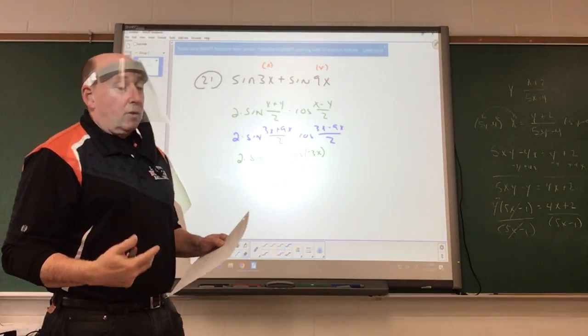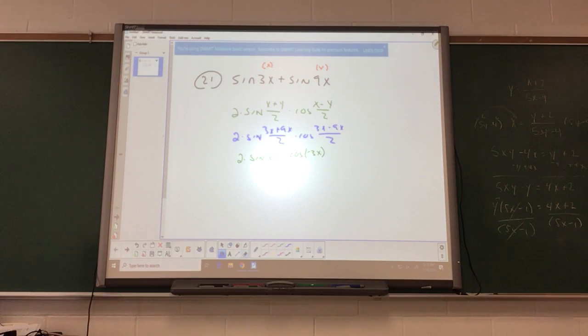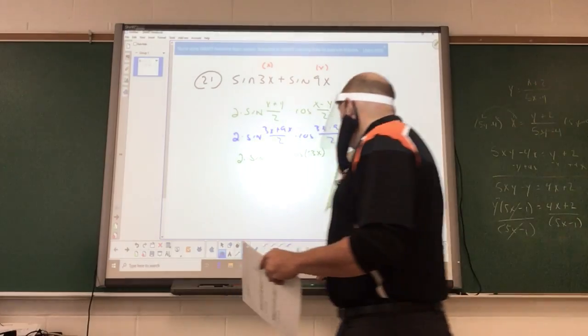Okay, now that gives us our simplification, but then we have to make sure they're positive angles or positive expressions. Well, we have the cosine of negative 3x. When we have the cosine, what can we do with the negative sign? Remember? What did we do with our negative sign? With the cosine, you just get rid of it. You can just erase it out.